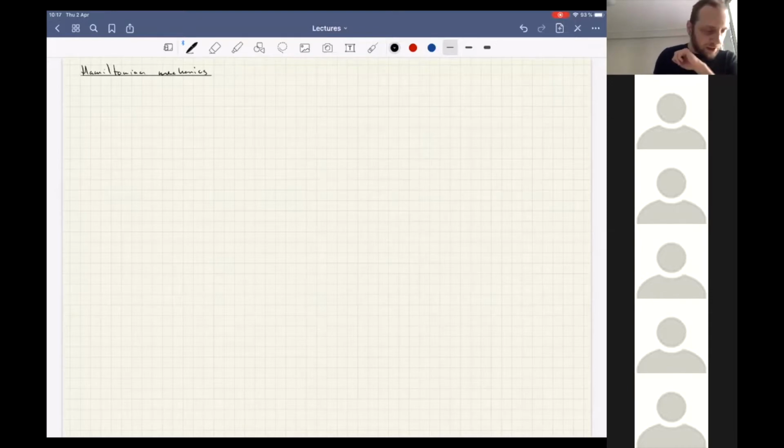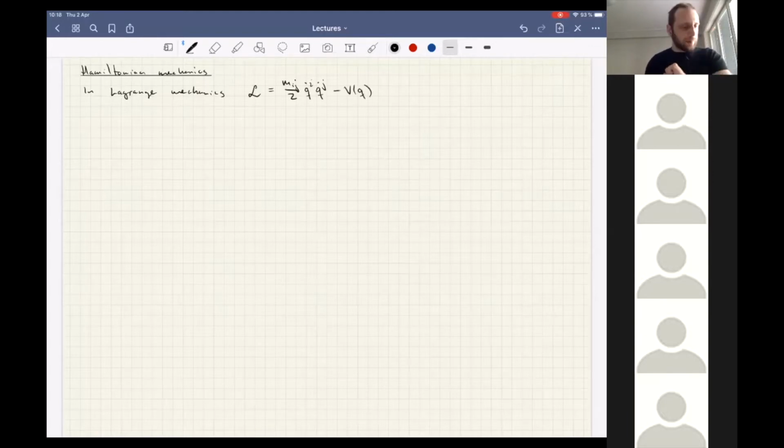So to start, when we discussed Lagrangian mechanics, we had typically something like this. We had some Lagrangian L, which we wrote as some inertia tensor M_ij times a half, and then these generalized coordinates and the time derivatives of those. That's the kinetic energy term. And then we had some potential energy term, which just depends on the generalized coordinates.